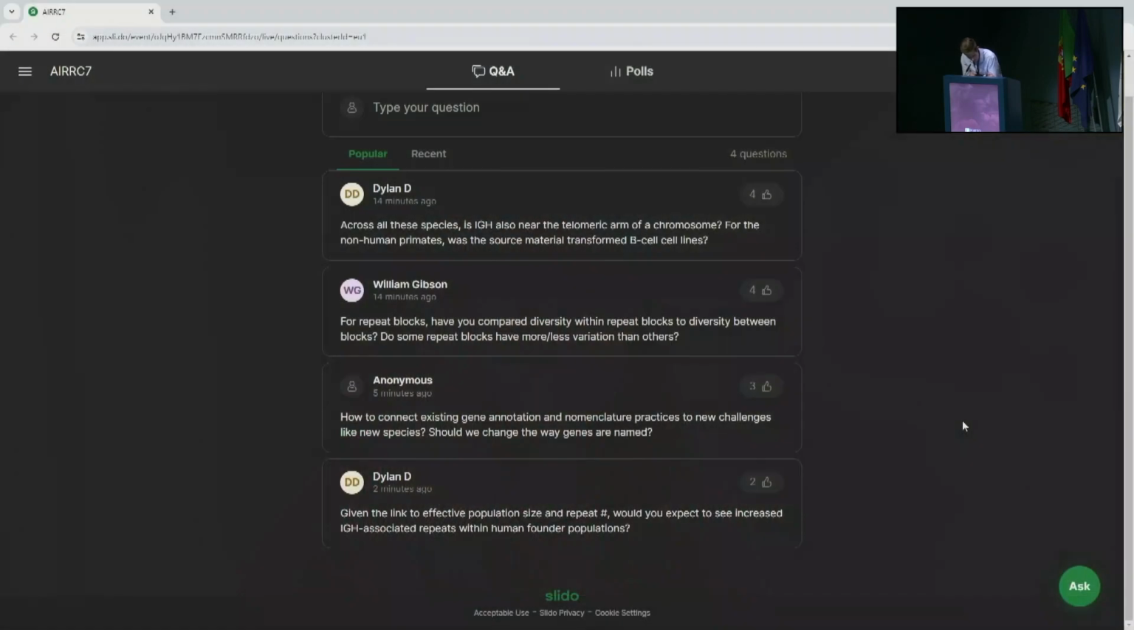Okay, I think we have time for one more. So given the link to effective population size and repeat number, would you expect to see increased IGH-associated repeats within the human founder populations?